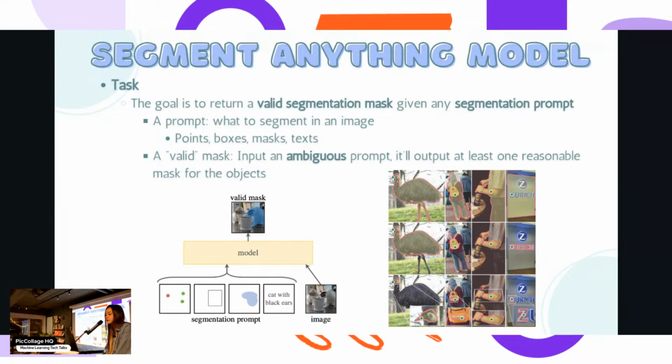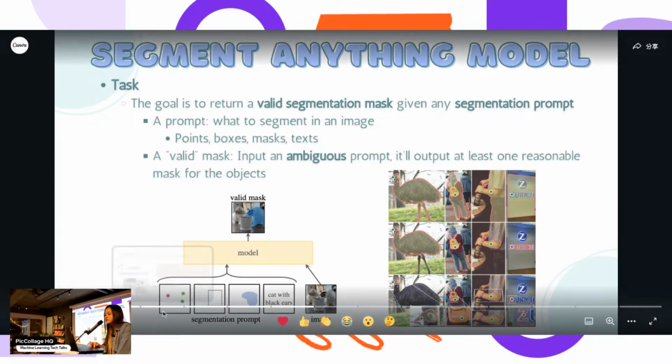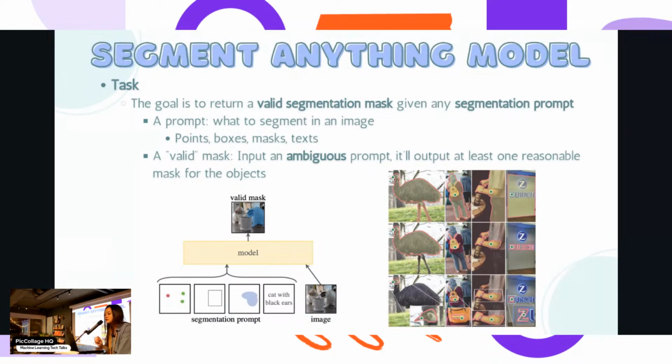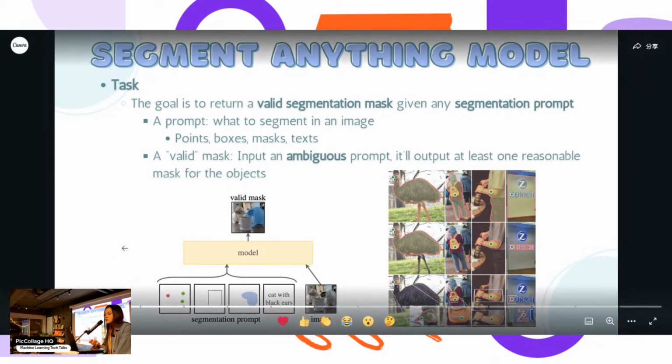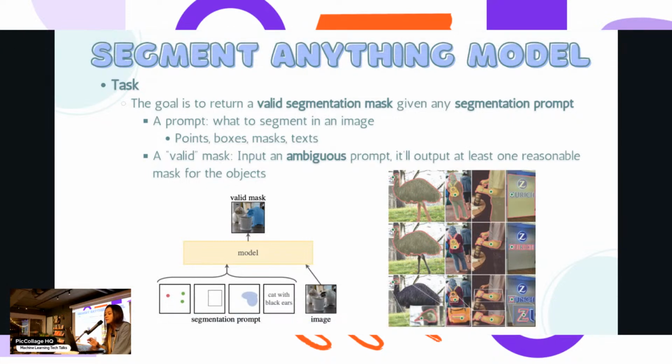The first one can be points. And just like here, if we want this cat here, we can give the points that are included in this cat. So we can have these two green dots. And we can also include boxes surrounding the cat, and also a mask, and the last one is text. So we can just simply input "cat with black ears." And the output will be a valid mask.